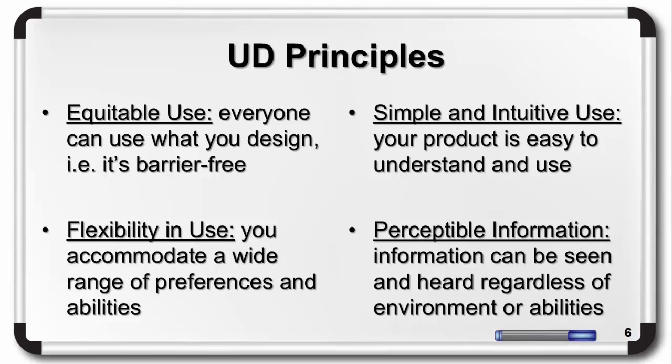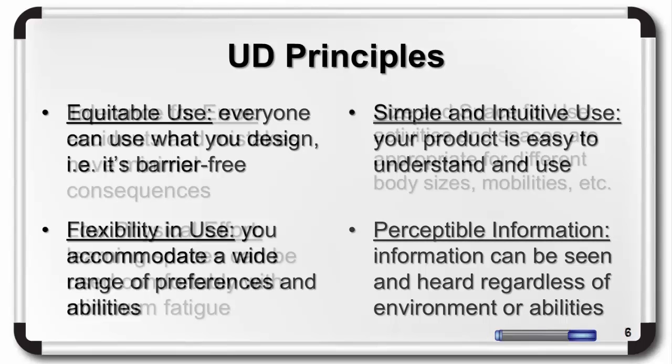First is equity, which means that everyone can use our products regardless of their limitations or learning preferences. As just mentioned, this means that our products should be barrier-free. Second is flexibility, which means that our products should accommodate a wide range of people and not just be relevant to or represent a select group. Third is simplicity and intuitiveness, which means our curriculum, tools, and interfaces must be easy to use and understand. Fourth is perceptibility, which means that the information we share needs to be easily seen and/or heard, regardless of ambient conditions, environments, and the sensory abilities of participants.